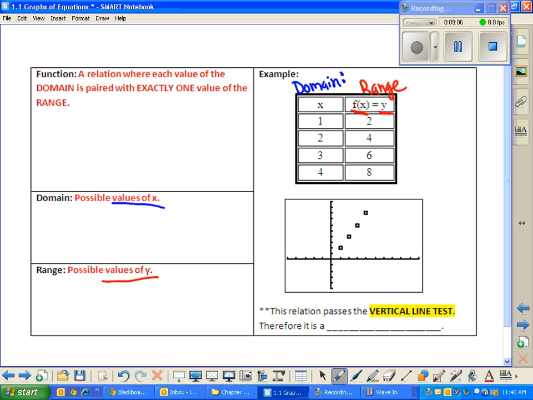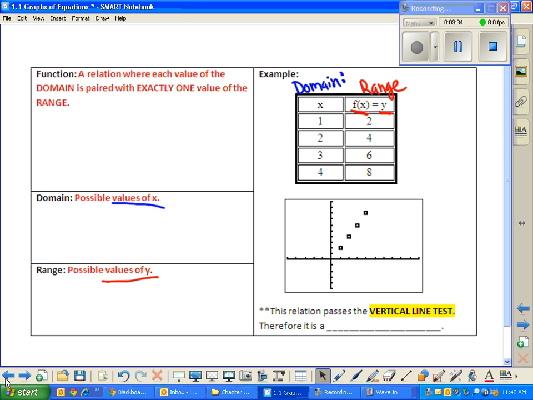So we see that the domain is all those x values there, and the range is all those y values listed there. If you look at the graph, this graph confirms our range from the t-chart. We have y values at 2, 4, 6, and 8. So the graph and the table of values actually match up. I just wanted to remind you about something. The definition of a function actually helps us determine if something is a function or not.